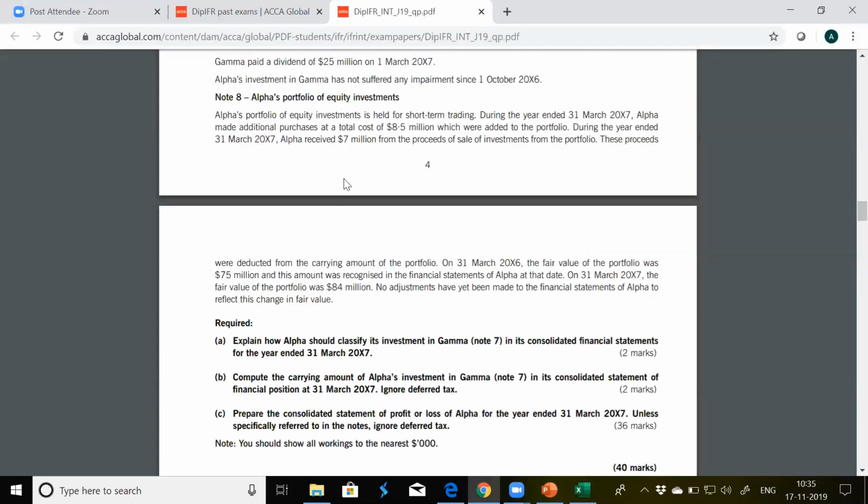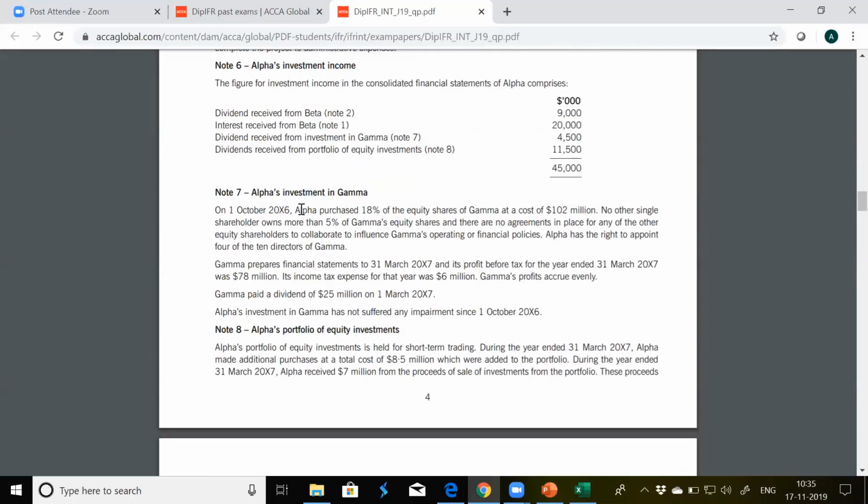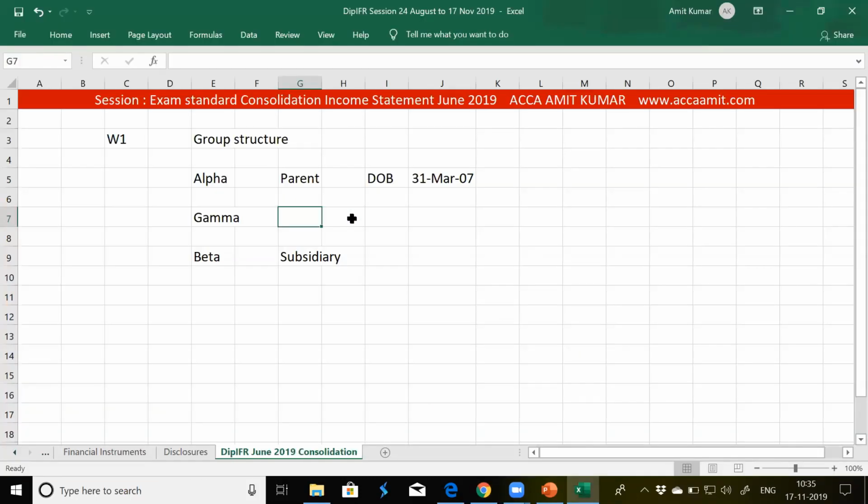When is Gamma acquired? Alpha's investment in Gamma. On 1st October 2006, Alpha purchased an 18% stake. The stake is 18%. Date of acquisition is 1st October 2006.